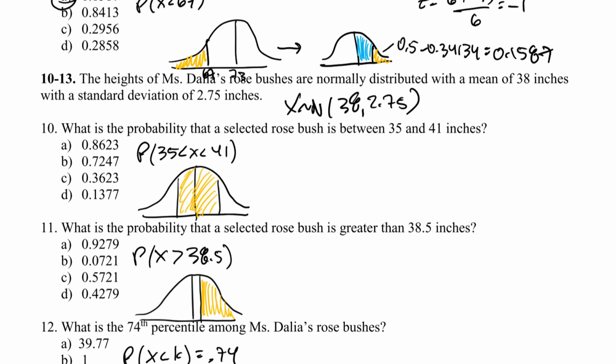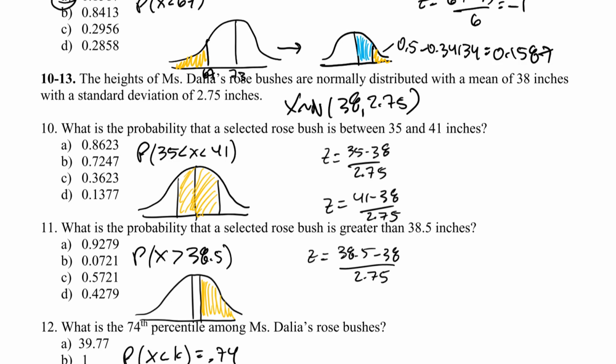Alright, now let's get some z-scores here. So the first one for 35, I have 35 minus 38 divided by 2.75. For 41, I'm going to do the same thing: 41 minus 38 over 2.75. And for question 11, I'm going to say 38.5 minus 38 all over 2.75, right? You see the pattern? We're doing the same thing. We're just changing out our x value each time.